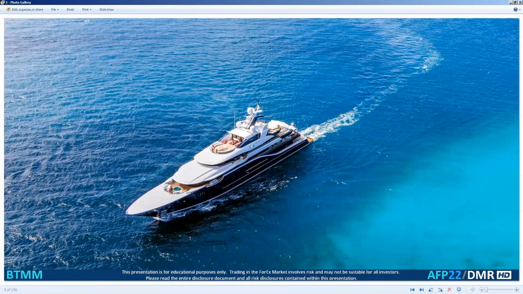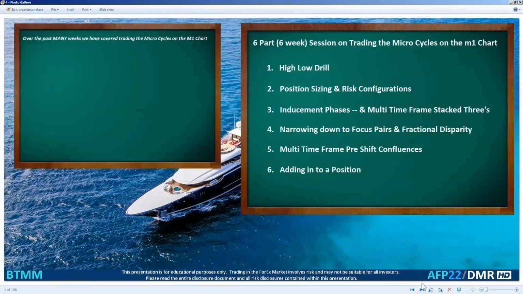I want to welcome everybody to the DMR for the 15th of November, 2016. We've been through several DMRs, far more than 6, dealing with this idea of trading the microcycles on the M1 chart. Over the past many weeks, we have covered the high-low drill. I covered a session on this as well. Steve did a DMR session on the high-low drill. We covered position sizing and risk configurations.